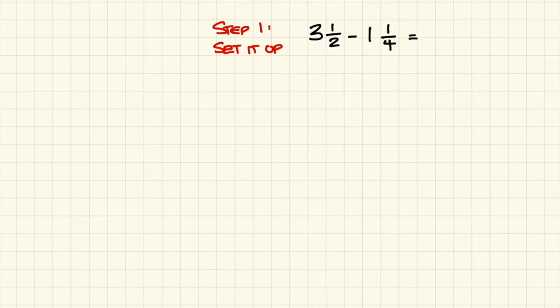So the first step is, let me write my problem down. So I'll say I have 3 1/2, and I'm going to subtract 1 1/4. So the first step in order to do this, as we've reviewed throughout, is step 1, which is just to set it up. And then step 2 is the equivalent fraction portion of the process.